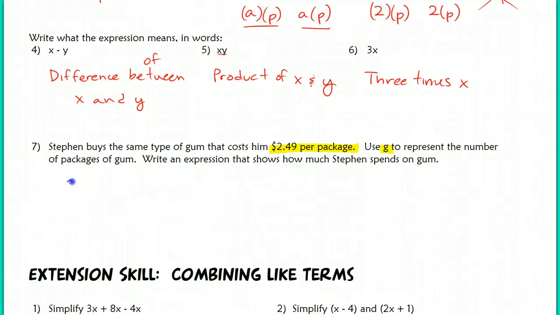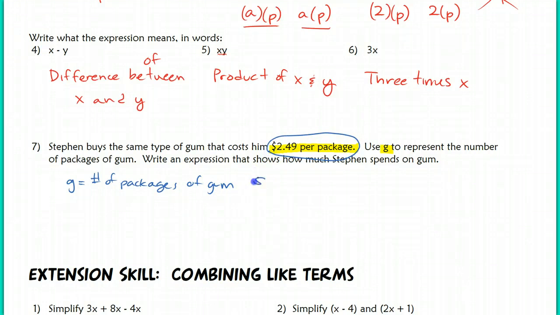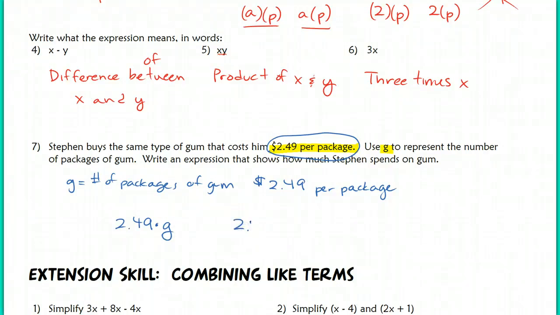Well, we know that G is going to represent the number of packages of gum. And we have the amount that he's supposed to spend on each package, which is $2.49. So if I want to write an expression of how much he spends total, I would take $2.49 and multiply that amount by G. This would be the expression that tells me how much he spends on gum in total. So I could write that as 2.49G, whoops, forgot the 9, without that little dot right here in between, so 2.49G.